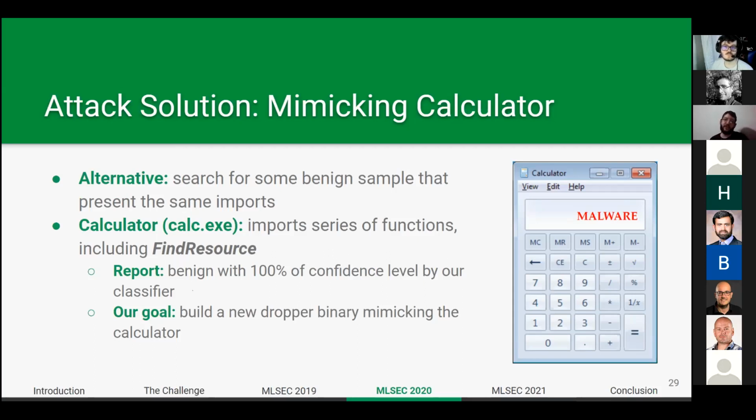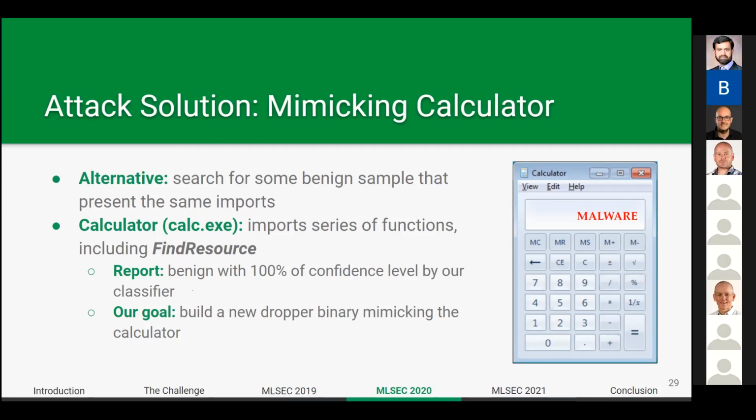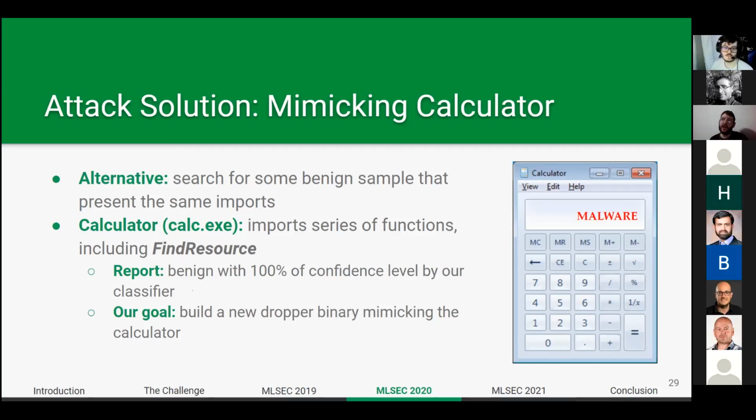So we searched a fresh Windows installation folder for files from Windows that are supposed to be benign. And we found that the calculator is a binary that imports the find resource function. And it was classified with 100% confidence as benign. So what we had to do now is to mimic the calculator. We need to turn our dropper into the calculator. We need to make the headers of our dropper file look like the headers of the calculator.